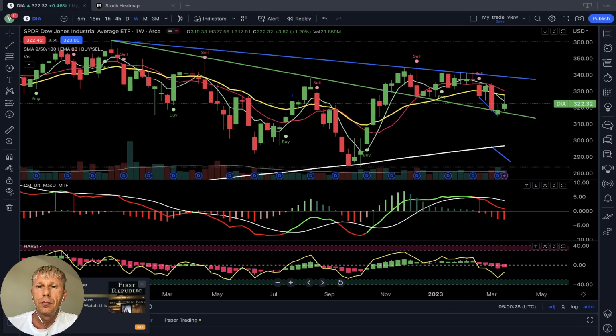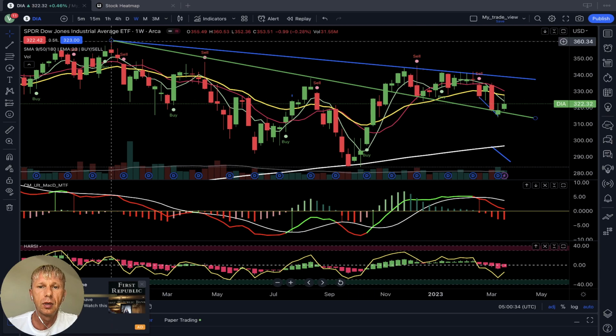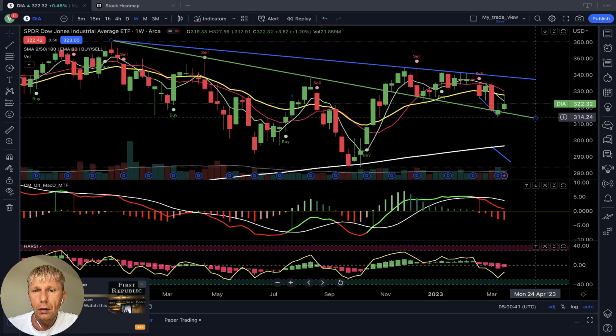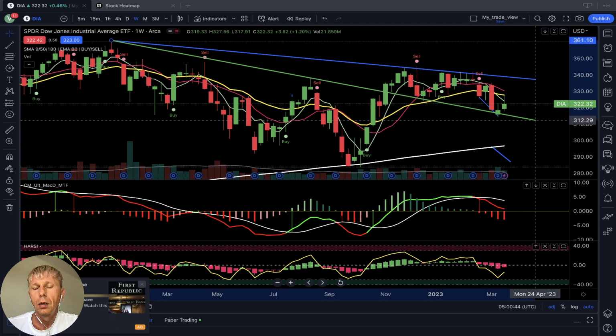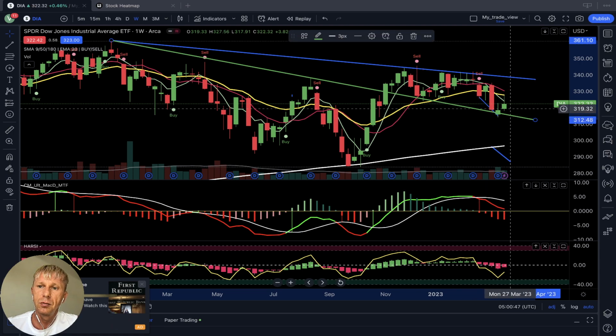Similar like SPY, last bar. It touched a major trend line. This major trend line started from the top of the market. The previous week it touched the major trend line. This week it's above this major trend line.